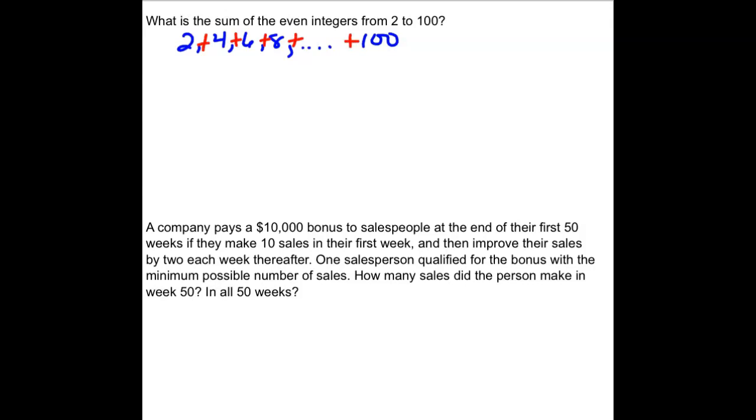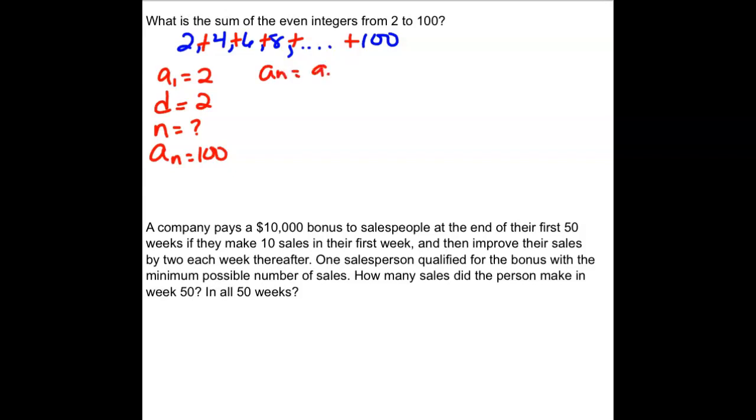Well, what do we know? We know our first term is 2. We know we have a common difference of 2 because they're even integers. We're going every other number. 4 minus 2 is 2. 6 minus 4 is 2. 8 minus 6 is 2. Common difference is 2. That'd be the same if it said the sum of the odd integers as well. We don't know our n value, but we know that our last number in the list has to be 100. All right, so let's work back.